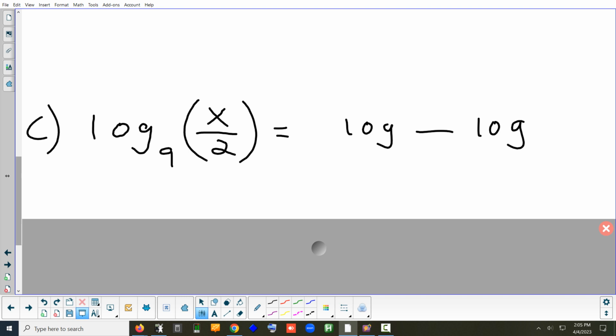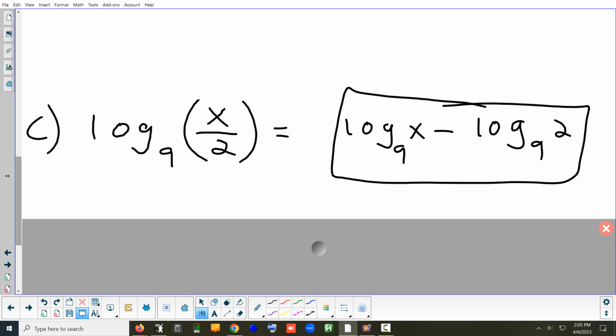What's going to be, Tyler, what's going to be my base on each one? 9. Yep, the base stays exactly the same all the way through the problem. So base 9, should give some more space over there. And Jackson, what's going to be my first argument? 9. Or no, sorry, x. Yep, so x, and then my second argument? 2. Perfect. So that's how you deal with a division problem inside the log if you want to split it apart into 2 separate things. Any questions on that?